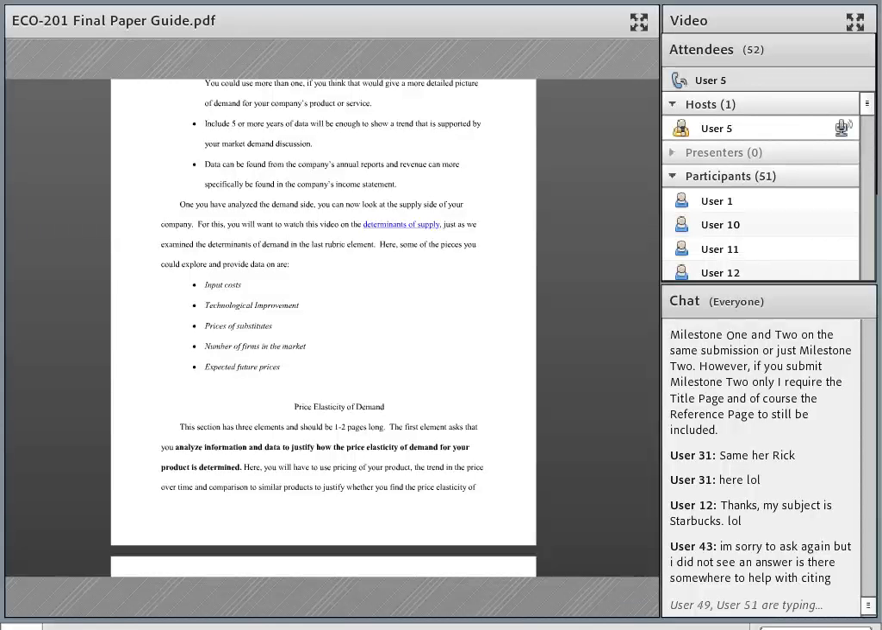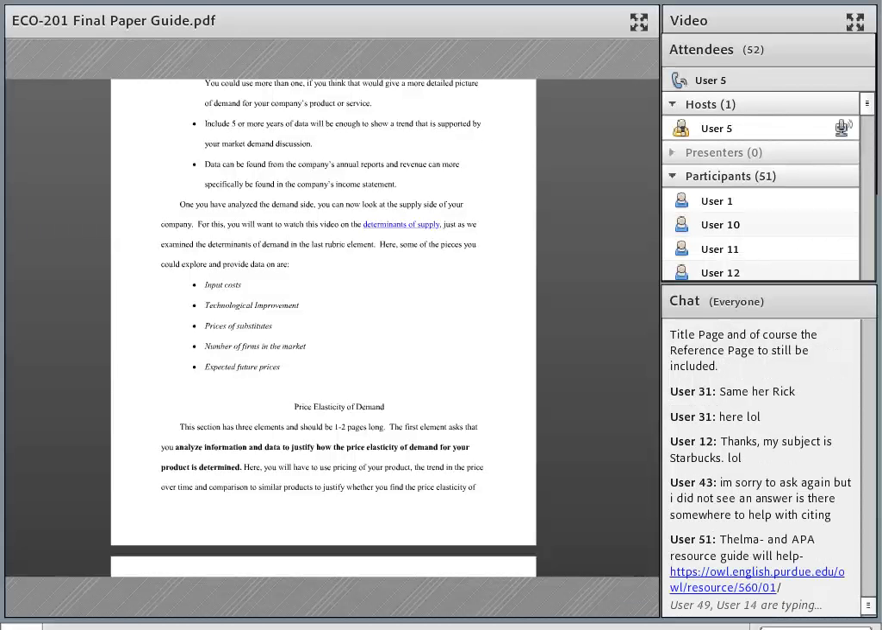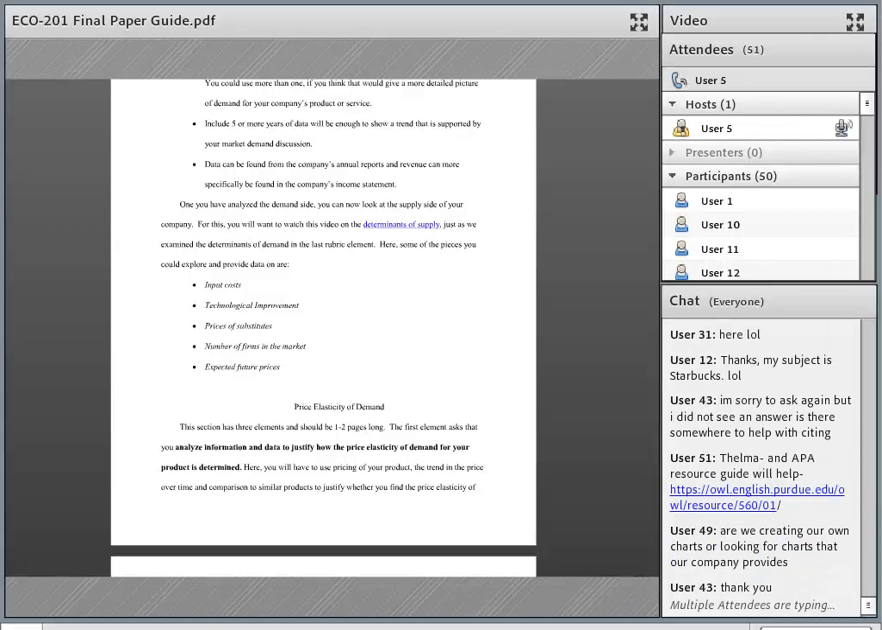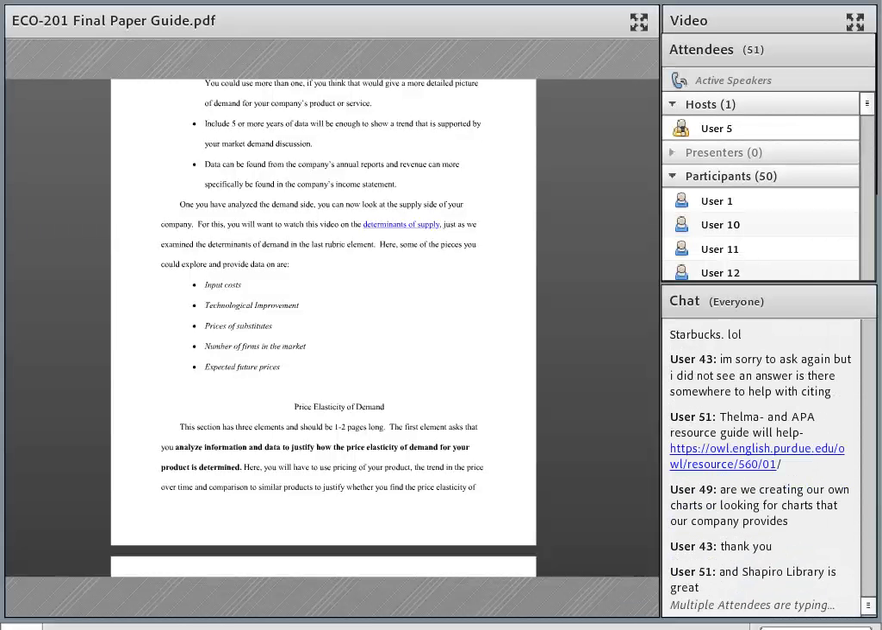So Thelma asks about help with citing. Thelma, if you scroll up, I believe that Ellen included a link up there. Oh, there it is. Thank you, Ellen. So Purdue University has a great general guideline for APA citations, for in-text citations, and for your reference list. Our Shapiro Library and our Online Writing Center are also great resources for this.